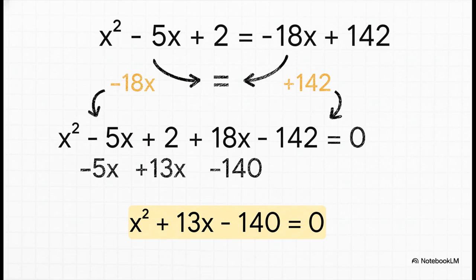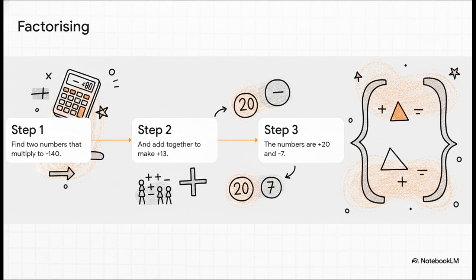Now you know the drill with quadratics. To solve them, we've got to get it into that standard form. And that just means shuffling everything over to one side of the equation so the whole thing is equal to 0. All right, time to factorize. We're hunting for two magic numbers. They need to multiply to give us negative 140, but at the same time, they need to add up to positive 13. So, after a little bit of thinking, you'll find those numbers are positive 20 and negative 7. And that gives us our two factored brackets.